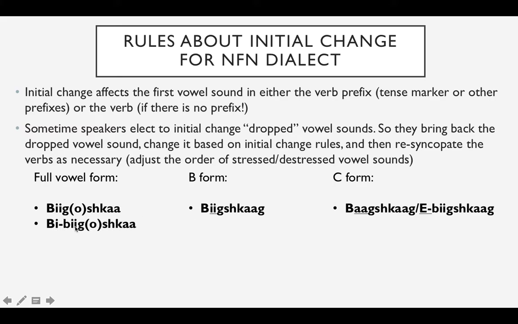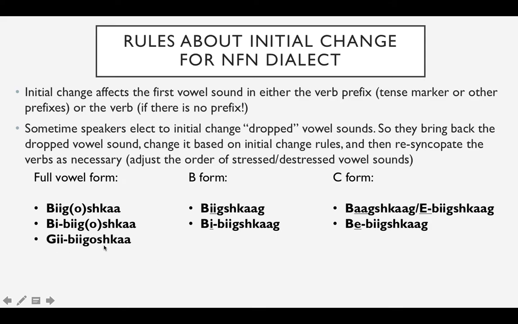Next one, we have bibigshka or bibigoshka. So remember, we're changing either the first vowel sound in the verb or the prefix. So usually when this happens, we do that to the prefix, as indicated here. So bibigshkog. So single I becomes what sound according to our rules? An E sound. Very good. So bibigshkog becomes bebigshkog. Not a very big difference compared to our English examples.